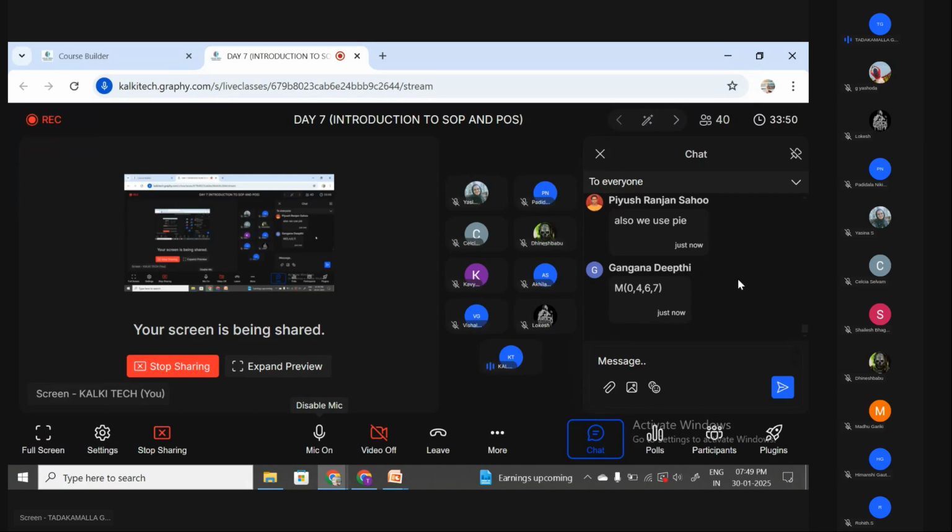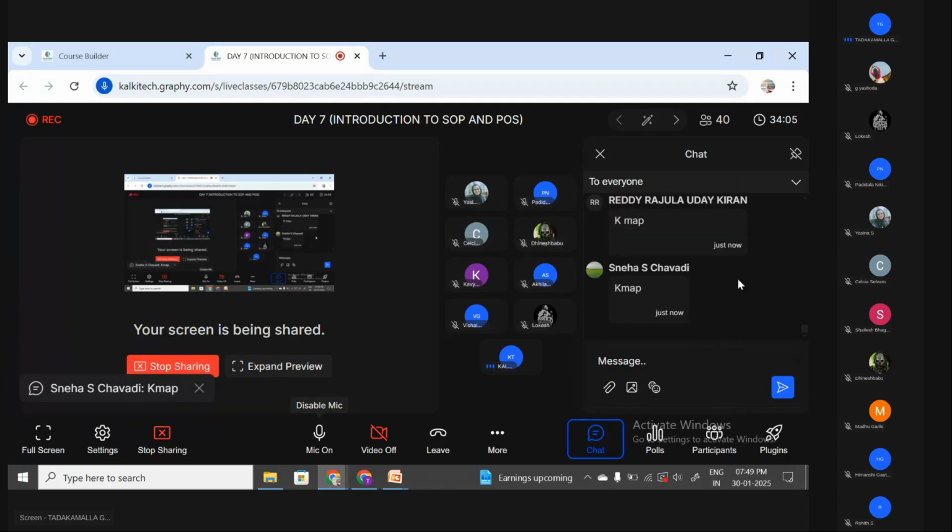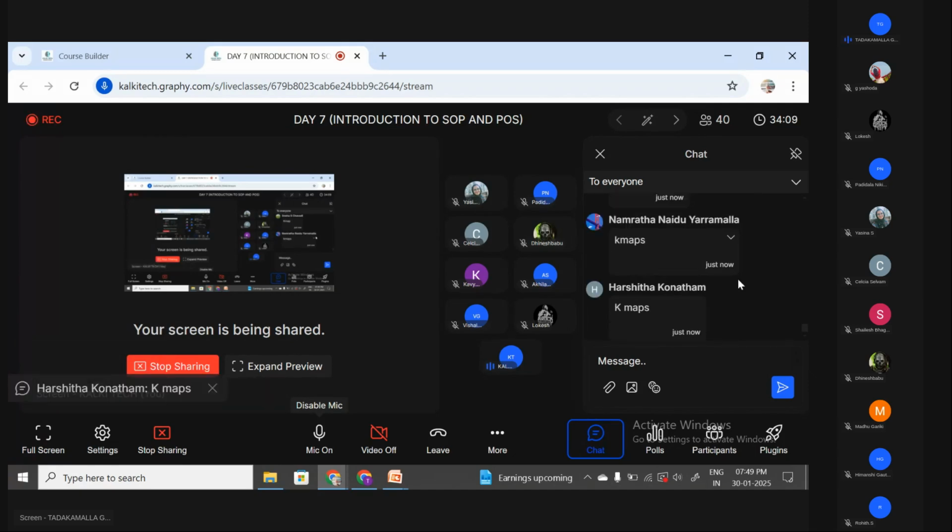Can anyone tell me what is the easy technique we use? Yes, correct. K-maps. Using K-maps, the simplification becomes easier. So that's all for this session.